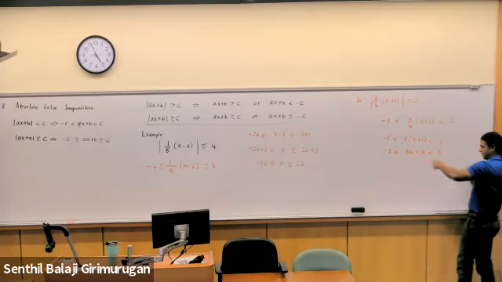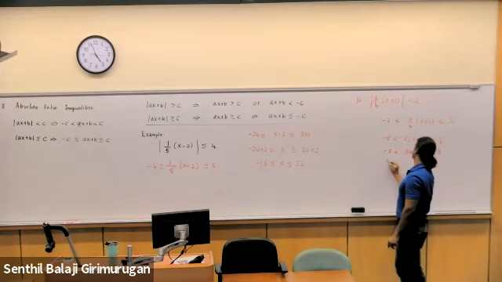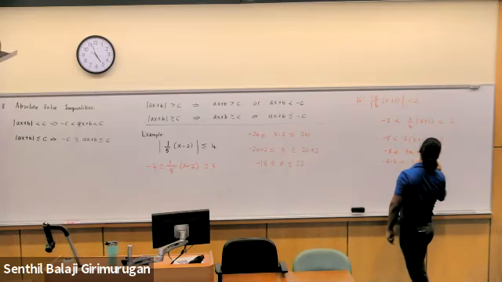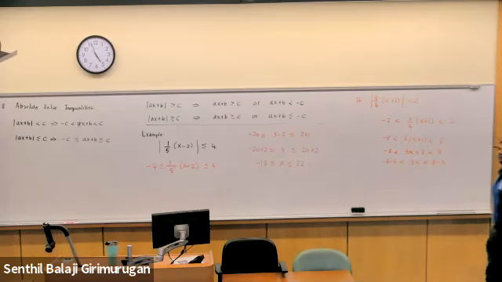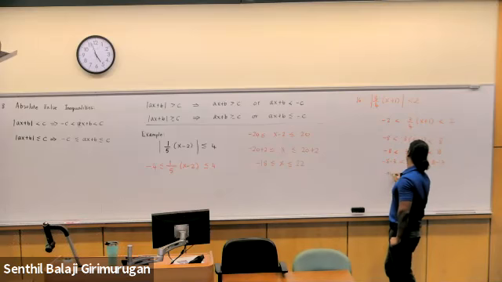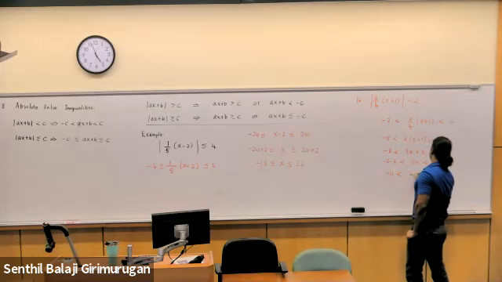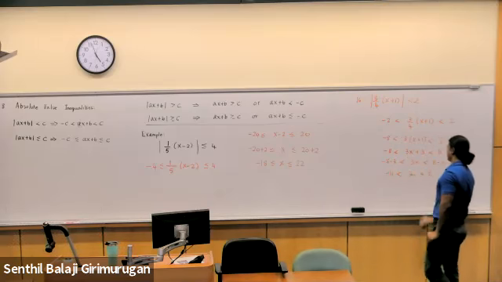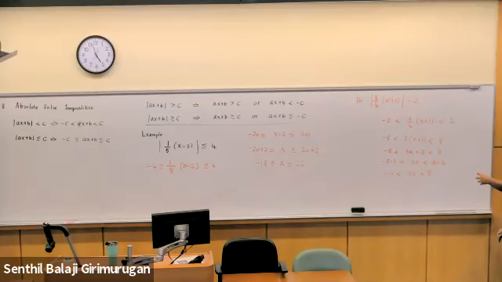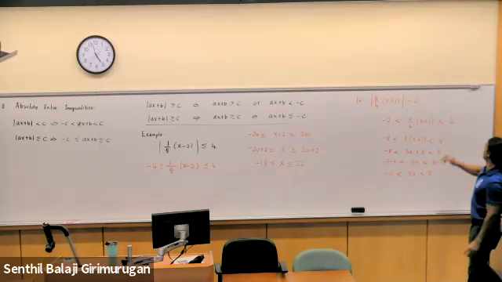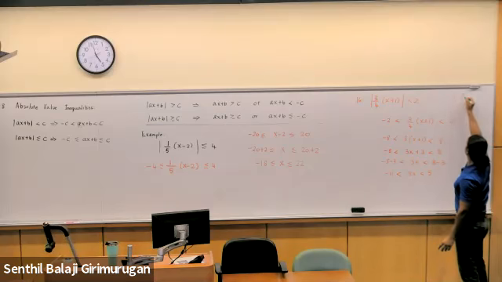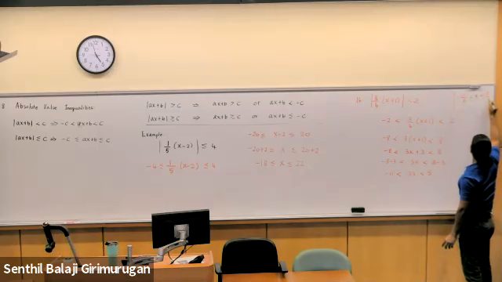Subtract 3 across. So -8 minus 3 less than 3x less than 8 minus 3. Good. -11 less than 3x less than 5. Now all I have to do is divide by 3 across. So I'll have -11 over 3 less than x less than 5 over 3.